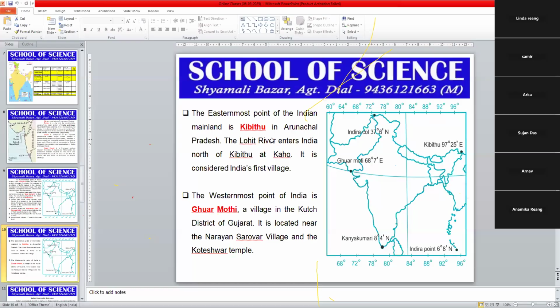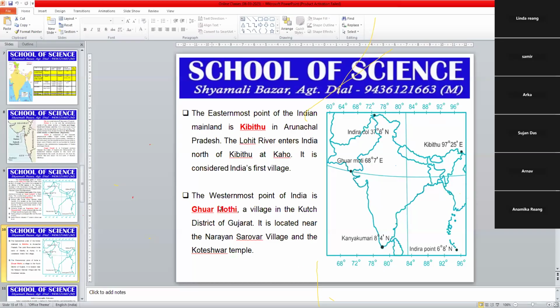The easternmost point of the Indian mainland is Kibithu. This is Kibithu. The easternmost point of the Indian mainland is Kibithu in Arunachal Pradesh. They will ask, what is the easternmost point of the Indian mainland? It is Kibithu in Arunachal Pradesh. Now, the Lohit River enters India north of Kibithu at Kahao. It is considered India's first village. Suppose they ask you, what is India's first village? This is Kibithu in Arunachal Pradesh.